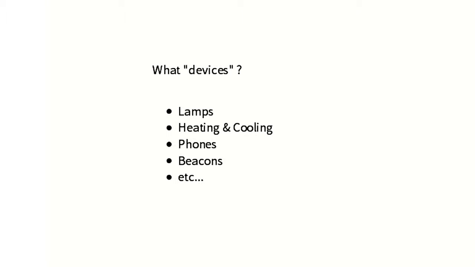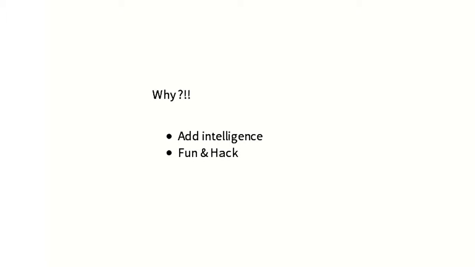So what kind of devices do you want to control or get data from and to? Lamps, heating and cooling devices, phones, beacons, health devices, everything that can feed you data, even why not your bike, your car, or whatever. Because we want to add intelligence to our devices. Maybe you are coming home, your phone sends data to your home hub, and your apartment gets ready for when you arrive. And well, because we're geeks, for fun and hacks.